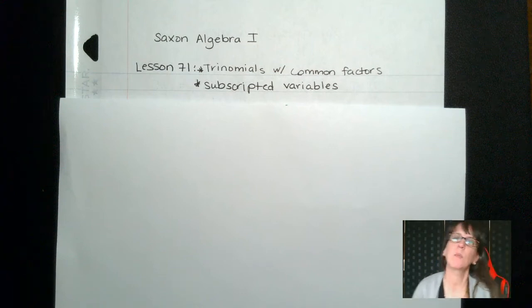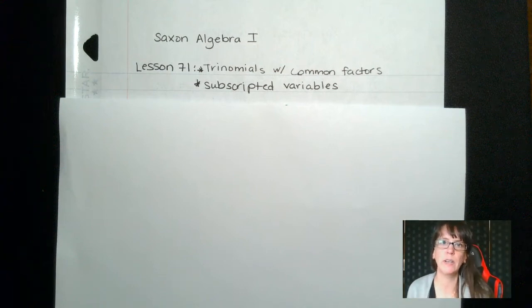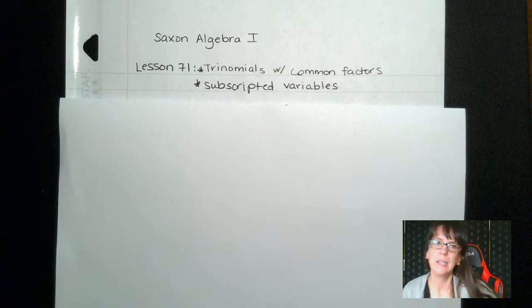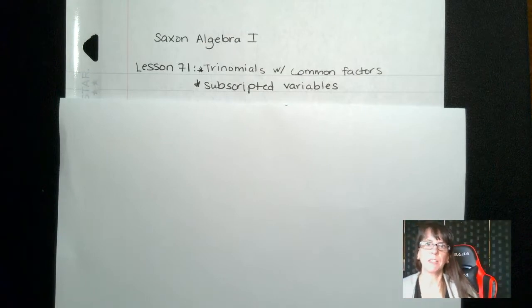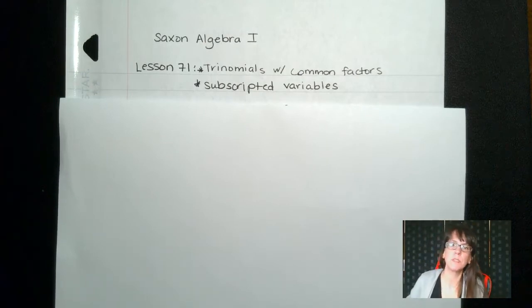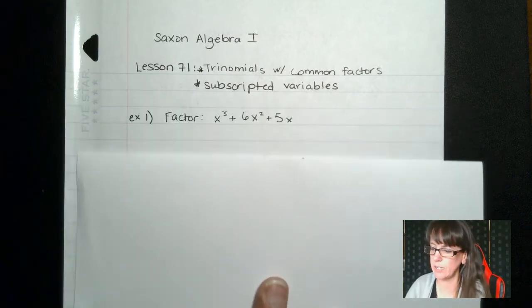Hi friends, welcome back. We're talking today about Saxon Algebra 1, 3rd edition. That's that orange book. Lesson 71, trinomials with common factors, and we're talking about subscripted variables. All right, let's get right into it.